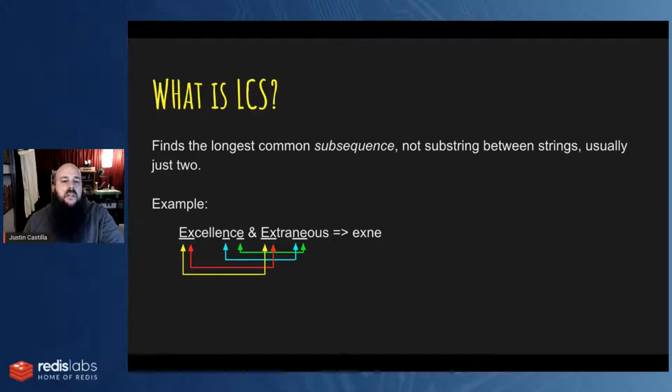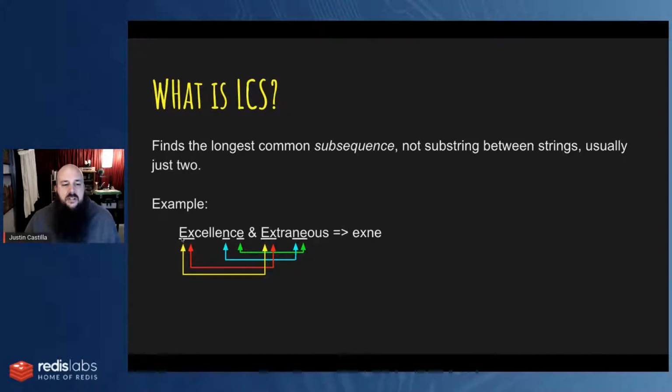So what is LCS? Find the longest common subsequence, not substring, between strings. That was a little surprising to me. I thought it was going to be a substring. But as an example, we have excellence and extraneous. And so it's going to go through the words and pick the letters that are similar, and it's going to return a string of letters that both strings have in common.